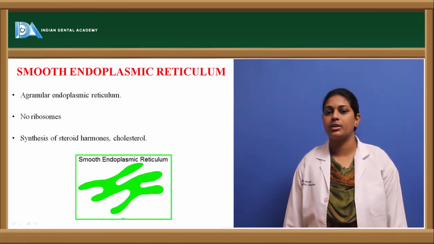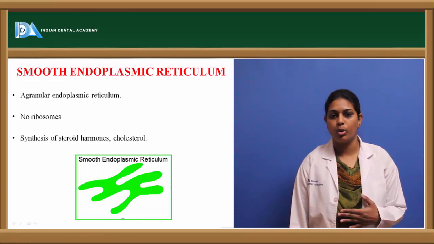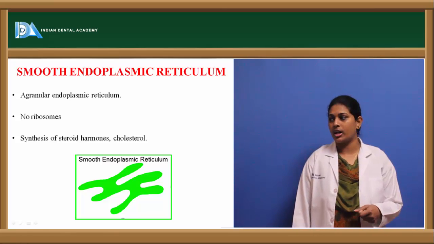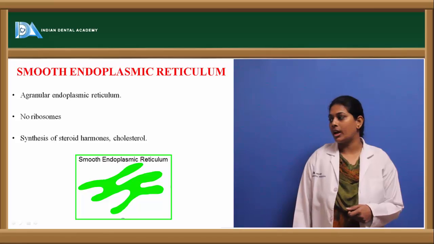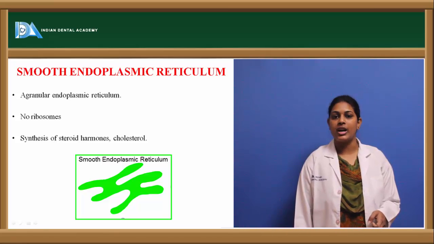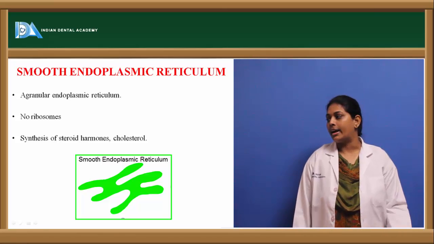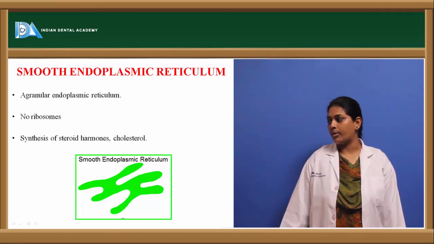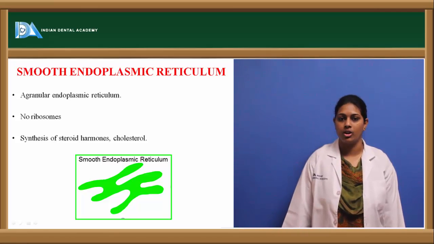Coming to the smooth endoplasmic reticulum, since it is smooth without any granular structures on it, it is known as agranular endoplasmic reticulum. There are no ribosomes, so it is indirectly involved in the synthesis of proteins rather than directly. Other than proteins, it is also involved in the synthesis of hormones, steroid hormones, as well as cholesterol.